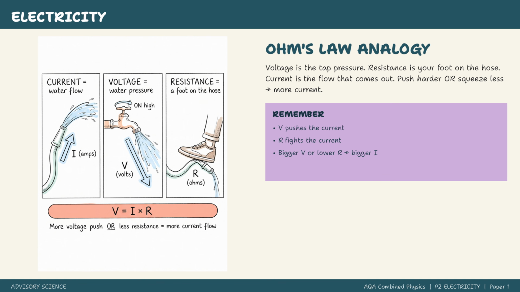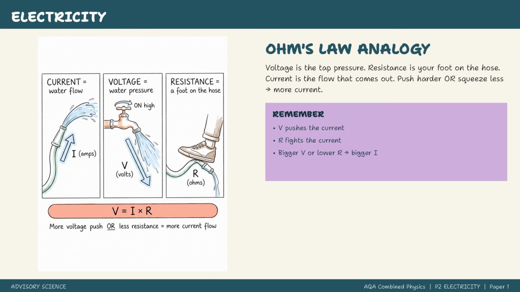Ohm's law. To make electrons move through a wire, you have to give them a physical push, and that push is called potential difference or voltage. However, the wire fights back against this movement, and that restriction is called resistance. You can imagine this like water moving through a garden hose.